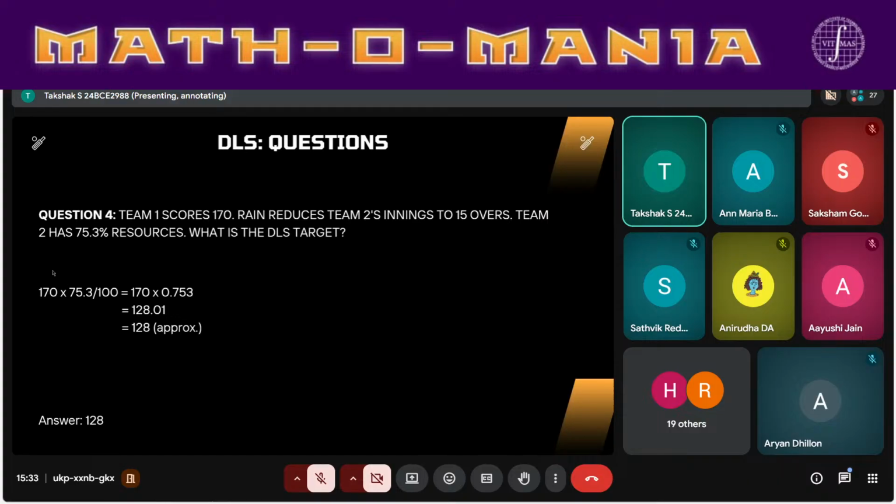So the team 1 score is 170 multiplied by team two's resources, 75.3 percent, divided by team 1 resources, which is 100, because they didn't lose any overs or wickets to rain. And so the final target is 128 approximately.